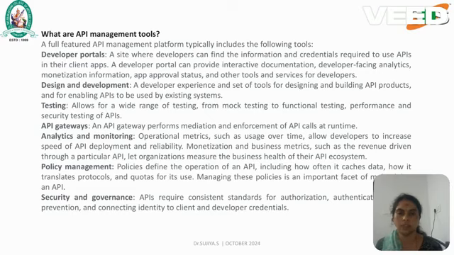Testing allows for a wide range of testing, from mock tests to functional testing, performance, and security testing of APIs. The API gateway performs mediation and enforcement of API calls at runtime. Analytics and monitoring provide operational metrics such as usage over time, which allow developers to increase the speed of API deployment and reliability. Monetization and business metrics, such as revenue driven through a particular API, let organizations measure the business health of the API ecosystem. Security and governance are the standards for authorization and authentication, for preventing and connecting identity to client and developer credentials.